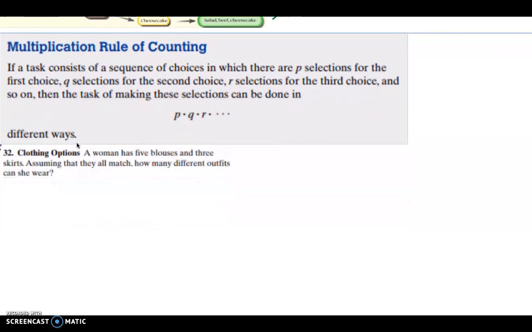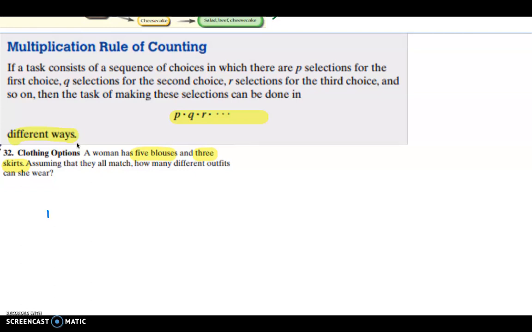So the multiplication rule of counting in general. If a task consists of a sequence of choices in which there are P selections for the first choice, Q for the second selection, R selections for the third, and so on, and it just keeps going, you just multiply those things together. And that will be how many different ways you can count something, or how many different outcomes there could possibly be. It's the multiplication rule. But again, that's when you only have one selection in each sequence of choices. So we've got a woman here who has 5 blouses, 3 skirts, assuming that they all match. How many different outfits could she wear?